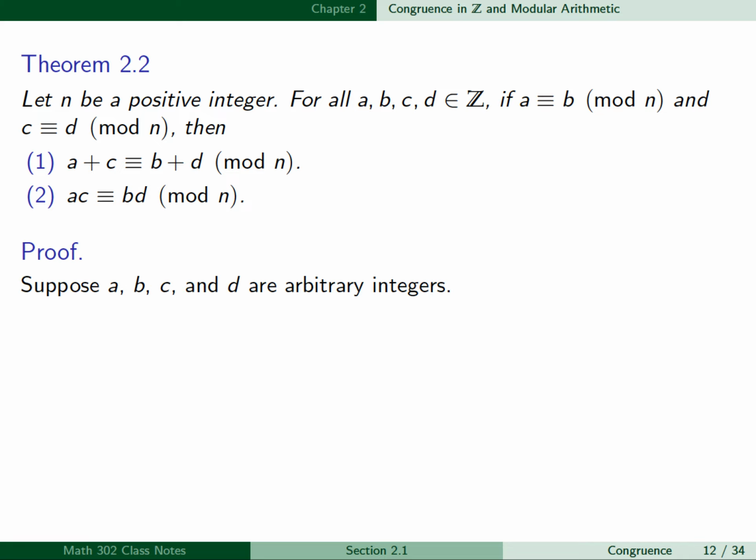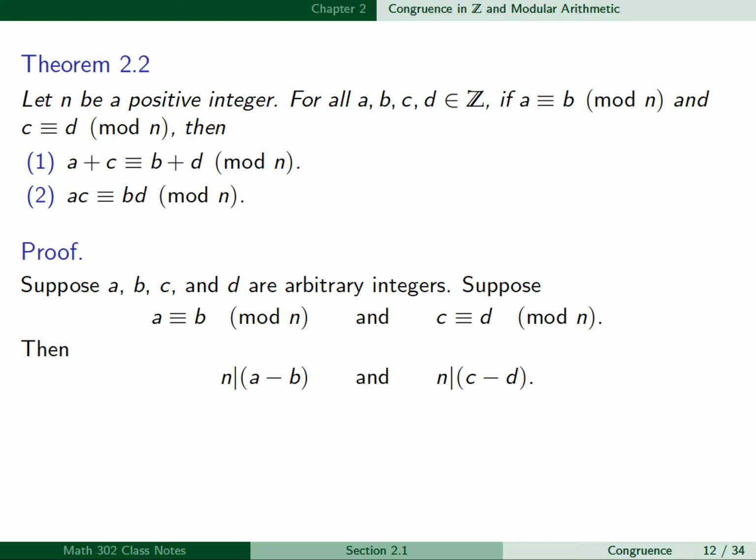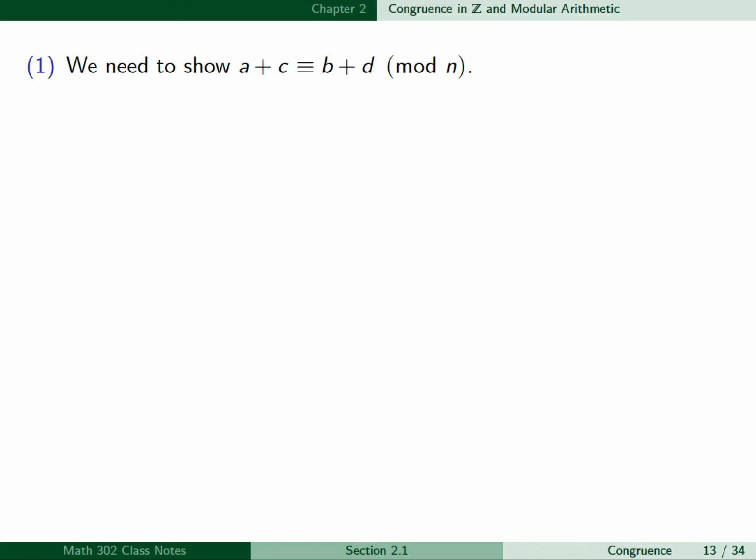So to prove this, well, let's suppose that a, b, c, and d are arbitrary integers. We'll suppose the hypotheses a is congruent to b mod n and c is congruent to d mod n. Then n divides a minus b and n divides c minus d. And for 1, we need to show that a plus c is congruent to b plus d mod n. To show this, we need to show that n divides the difference, a plus c quantity minus b plus d quantity.